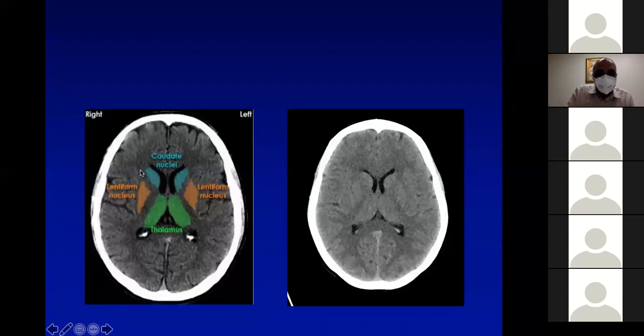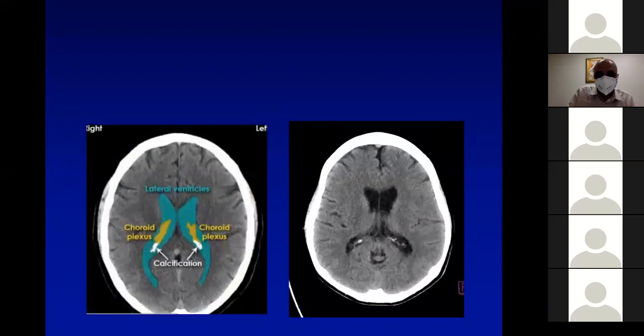This is again an axial image, and the blue color is the caudate nuclei. The orange one is the lentiform nuclei, and the green one are the thalami. Another axial image. This is the cavity of the lateral ventricle. This is an unlabeled image, and on the labeled image, I've marked it with blue color for you to easily identify it. The white bit is the calcium in the choroid plexus, which is indicated with yellow color.